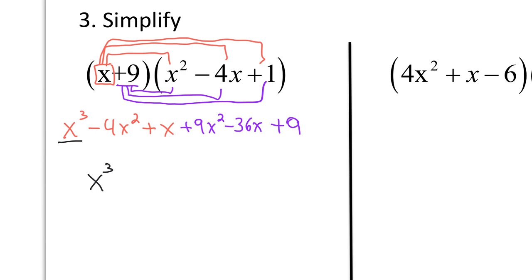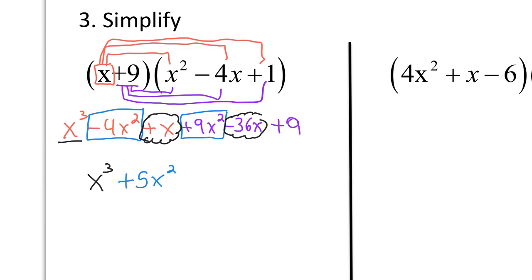But then I go on and look for the x squares. So I do have a term, negative 4x squared here, and a positive 9x squared. They have different signs, so I subtract the numbers and I keep the sign of the biggest number. So 4, you take away from 9. So 9 minus 4 is positive 5x squared. And I go to the x's. I do have a positive 1x here and a minus 36x over here. So positive 1 minus 36, that is negative 35x.